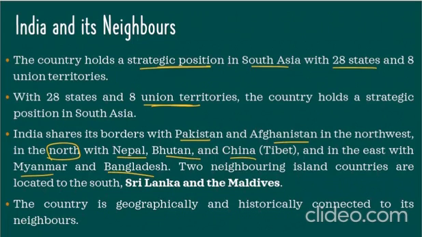We have two neighboring islands of the country also that are located in the south, that is Sri Lanka and Maldives. So Maldives and Sri Lanka are located in the south.